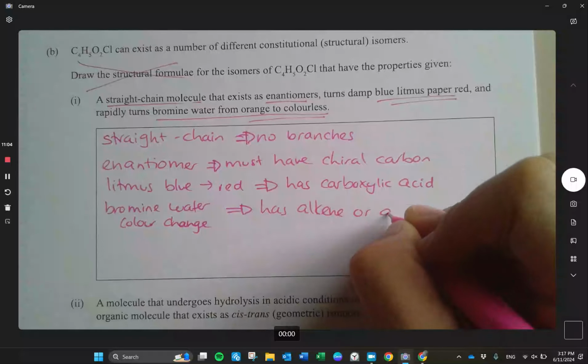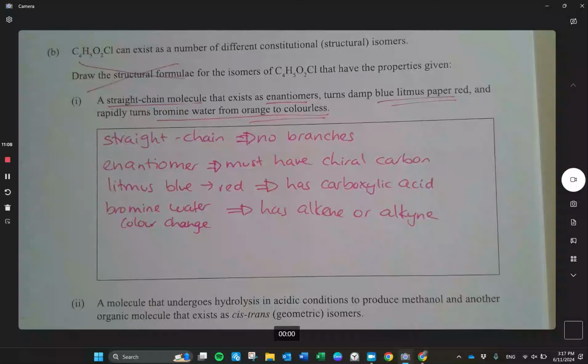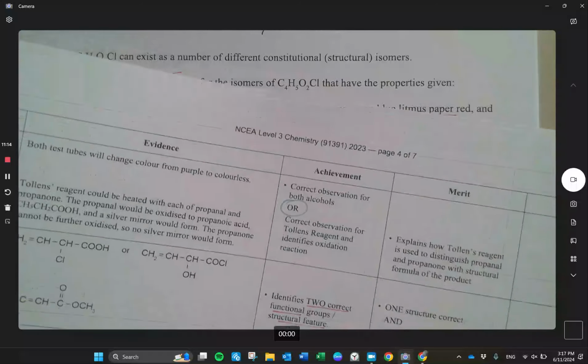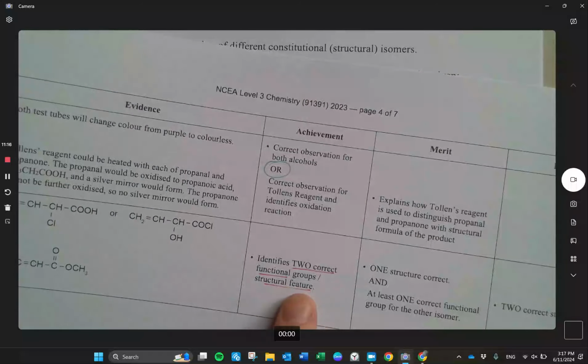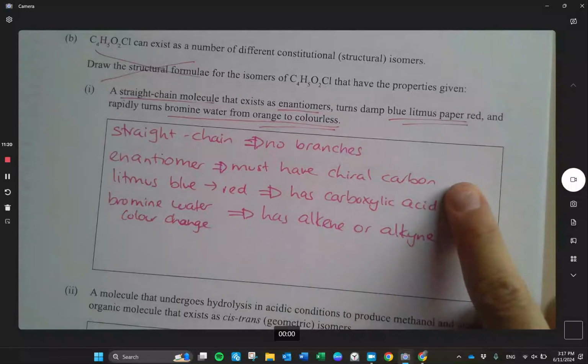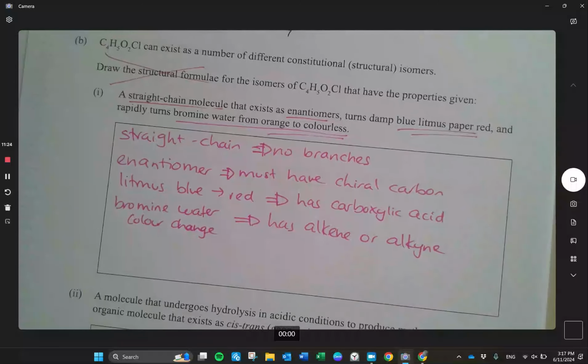Cool. If I stop here, the marking schedule says 2 correct functional groups or structural features. That's a structural feature, that's a structural feature, that's a functional group, that's a functional group. So that's given me 4 answers. I only needed 2. You're already at an achieved because you've just identified things about the molecule. You haven't actually drawn the molecule.